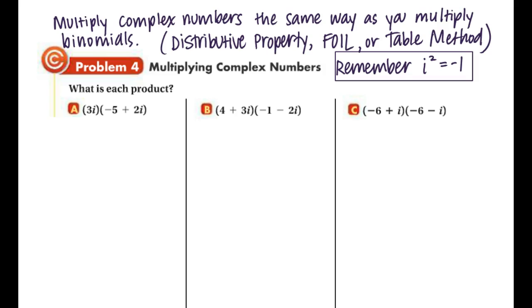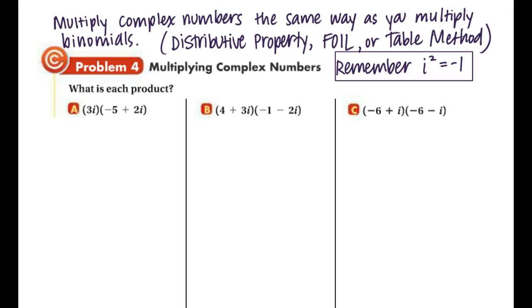Now that we just did an addition and subtraction problem, we're ready to learn how to multiply complex numbers. The good news is when you multiply complex numbers, it's the same kind of process as when you multiply binomials. So hopefully you remember the distributive property, FOIL, and table. Those are the methods that help us multiply binomials, and those are the same methods we can use to multiply complex numbers. So let's begin with part A of example 4.